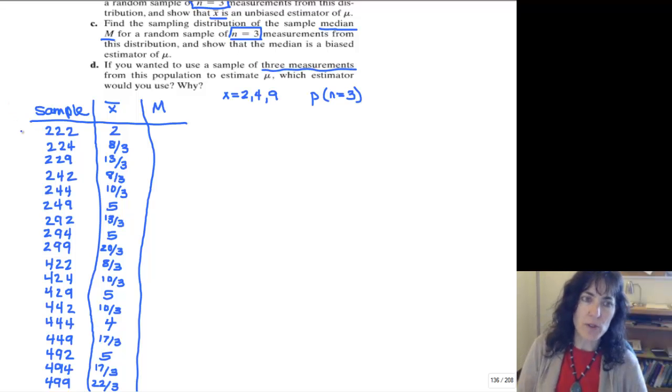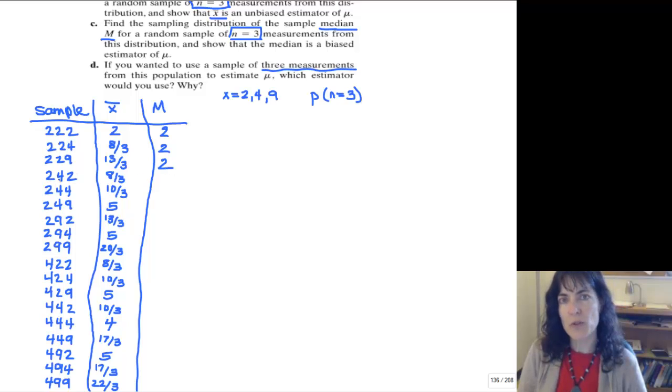So for the first one, the 2's are all in order, so I just take the middle one and it's just a 2. And then these are in order, so it's a 2 again. These are in order, 2. These are not in order, but if I order them in my head, it'll be 2, 2, 4, so my middle number is a 2 again. This one's in order, so 4. This one's in order, so 4. This one's not in order, it'll be a 2. That one will be a 4.